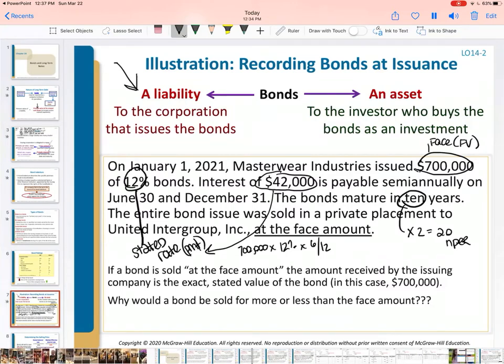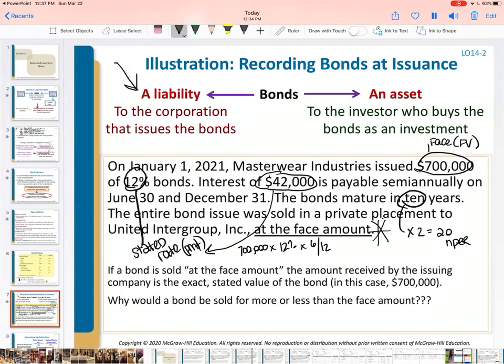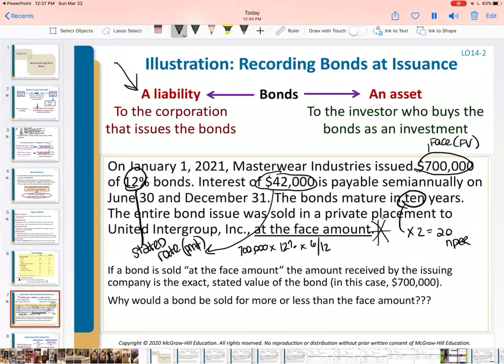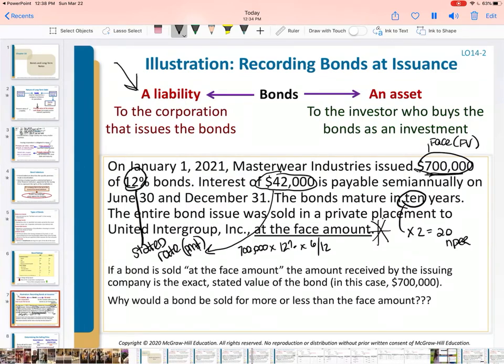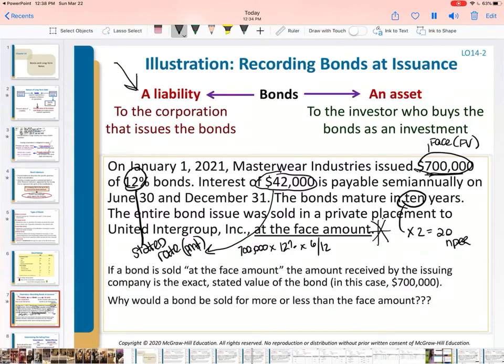The entire bond was sold in a private placement to United Group at the face amount. So here is the key component to this particular example. This bond was sold at its face amount, which we already said is the $700,000 that's given to us in the problem. So in this instance, because the bond is being sold at the face amount, the stated amount of that bond, $700,000, is how much that bond is worth when we go to sell it or issue it on January 1st, 2021.